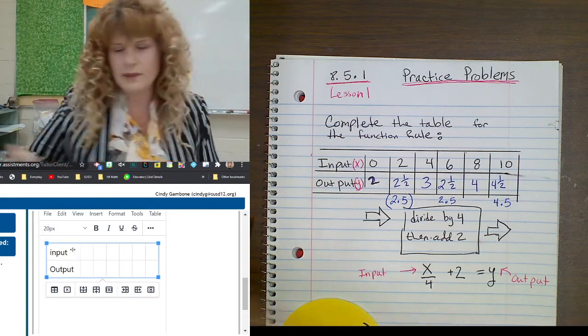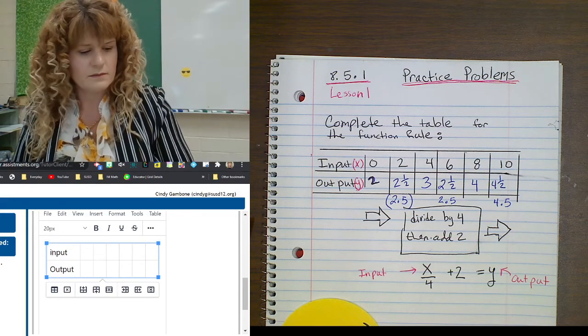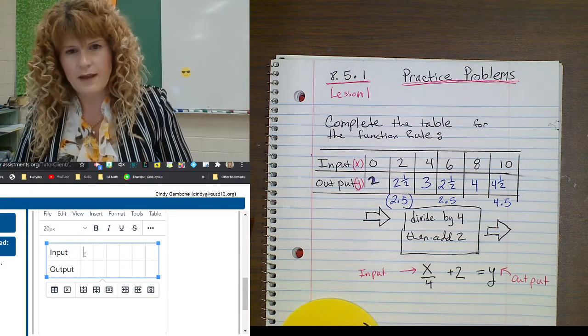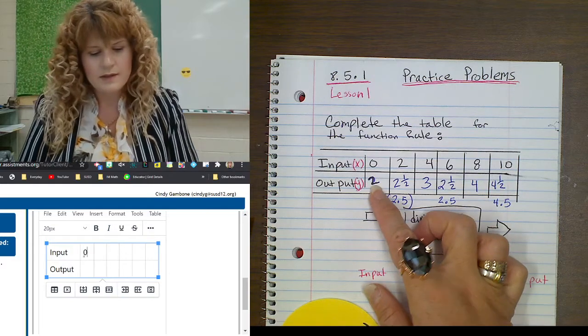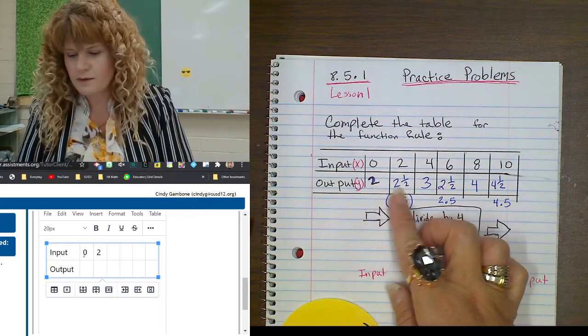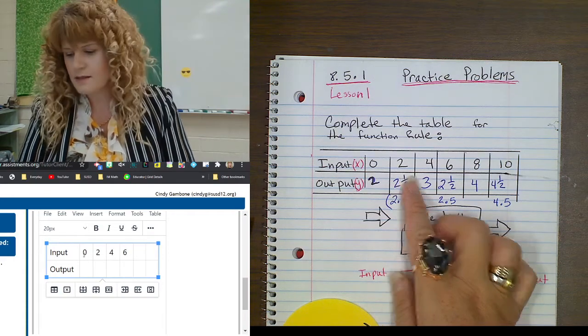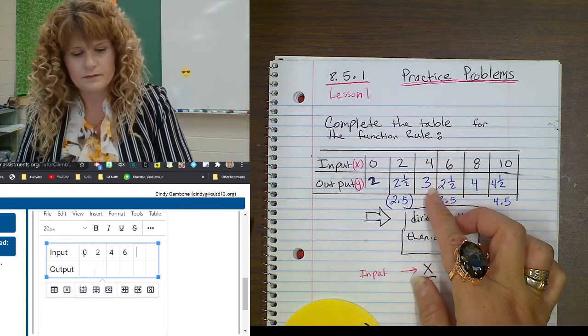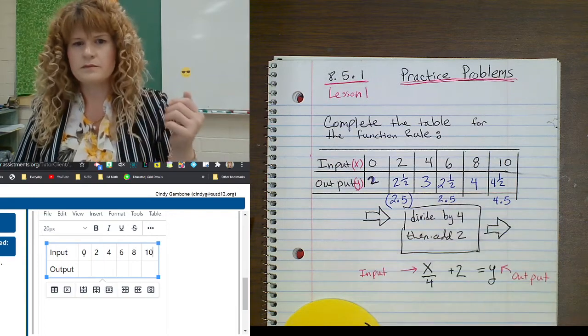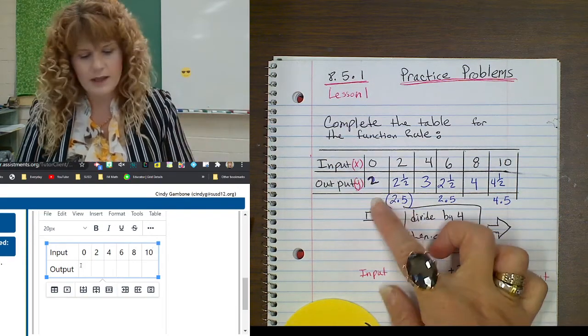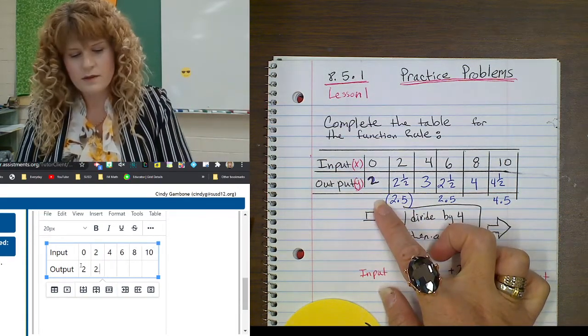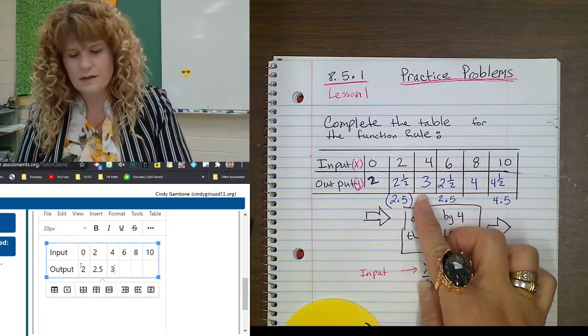Input, output. I forgot the capital. Okay, and the inputs given were 0, 2, 4, 6, 8, and 10. And the outputs that I calculated were 2, 2.5. I like using decimals. 3.